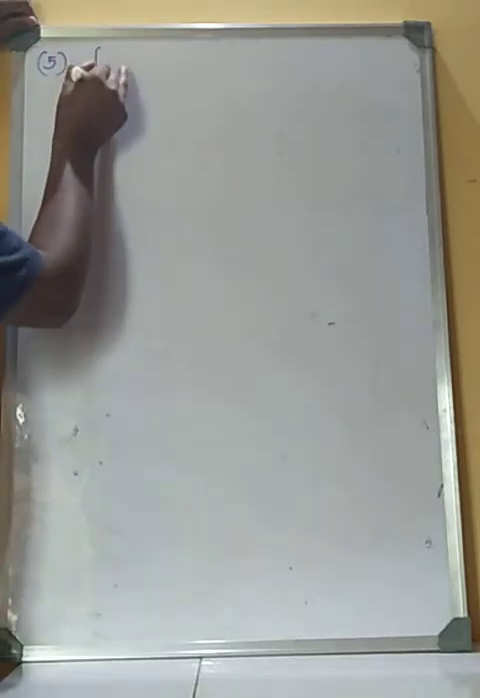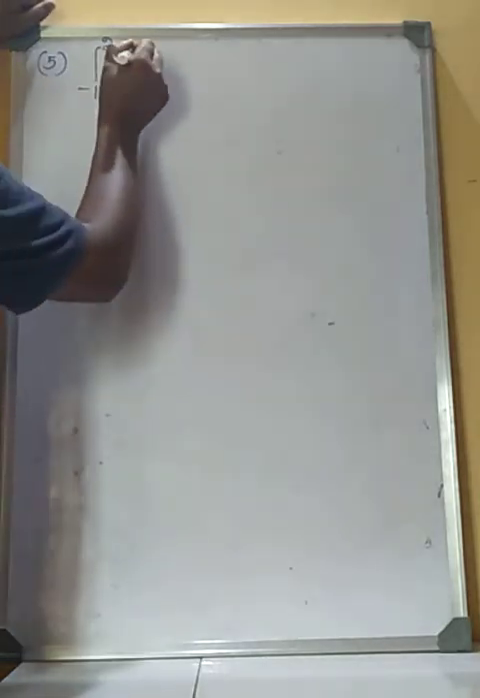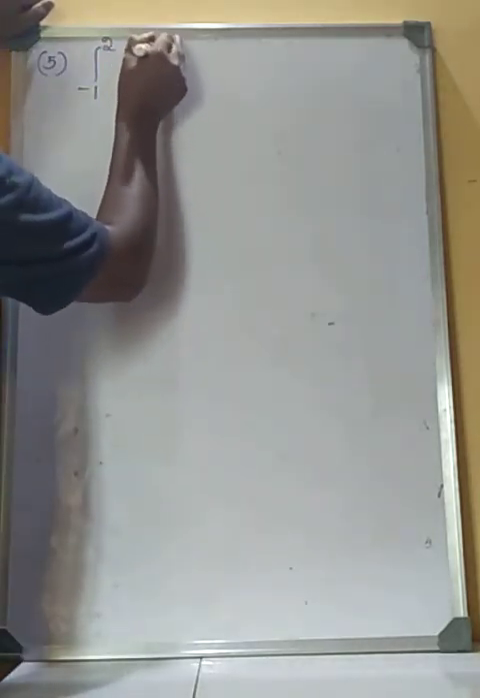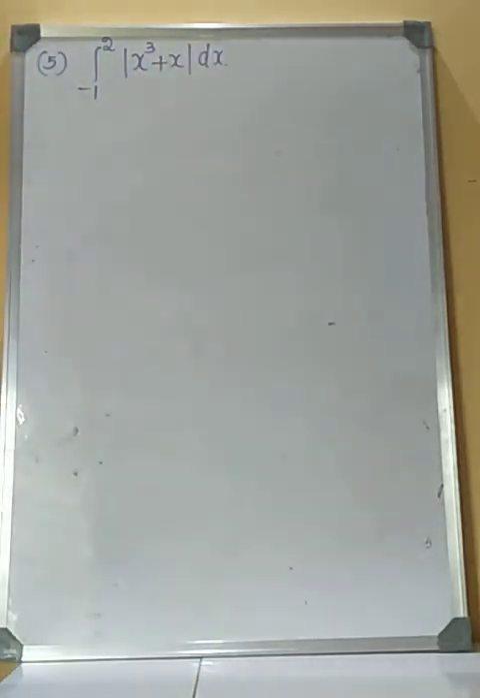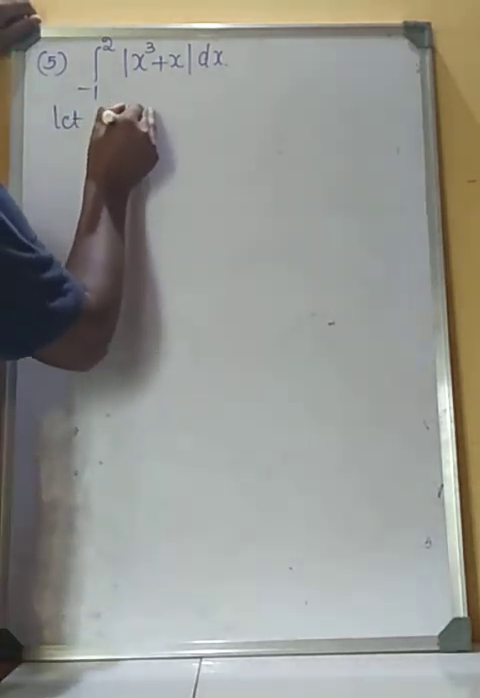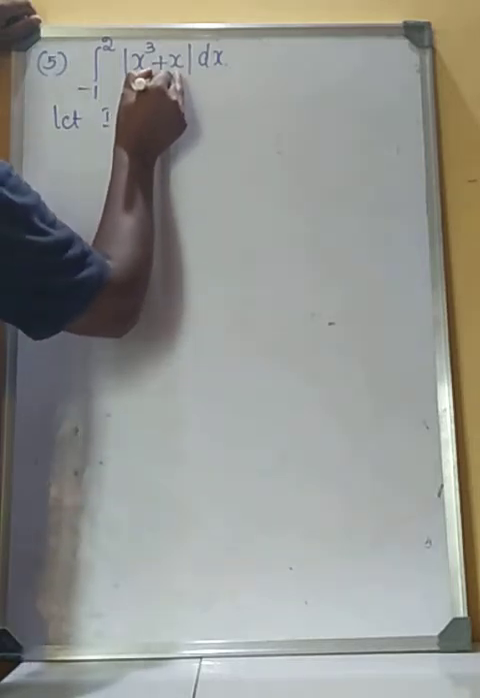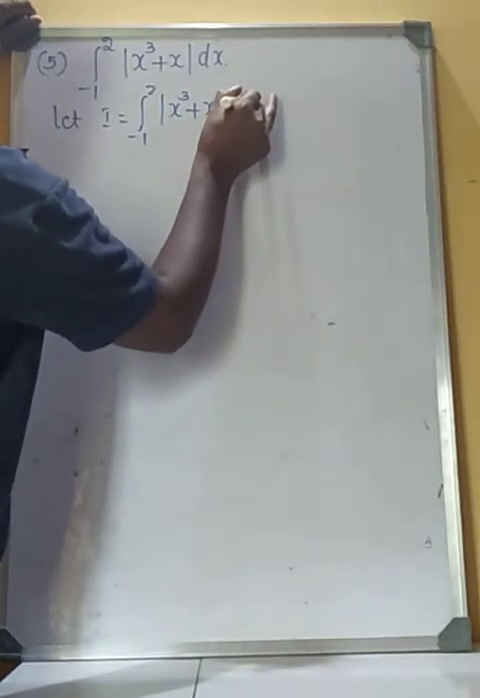The next example, one more example: integral minus 1 to plus 2 mod of x cube minus x into dx. So let I be equal to the integral minus 1 to plus 2 mod of x cube minus x into dx.